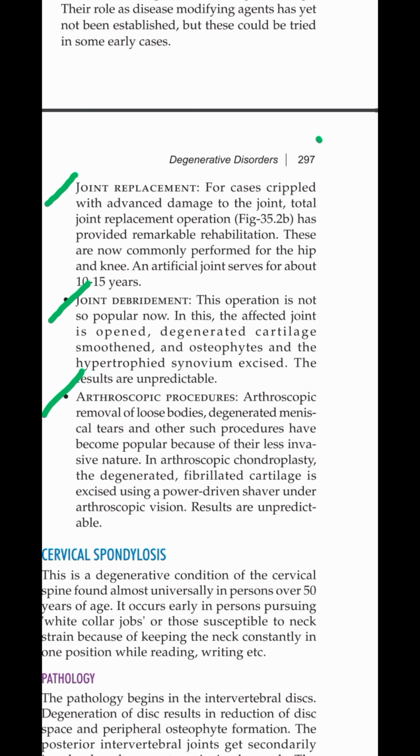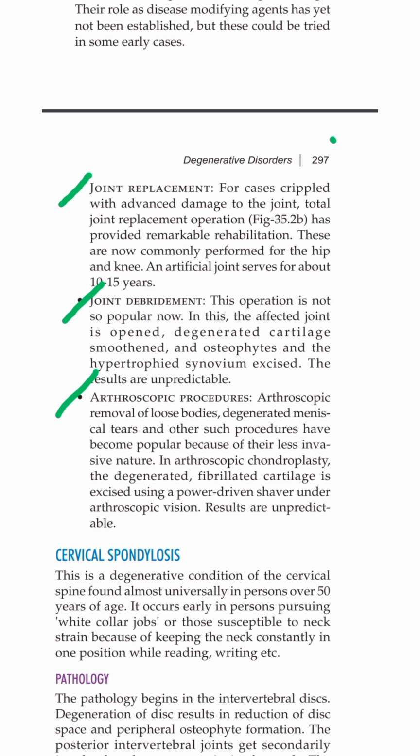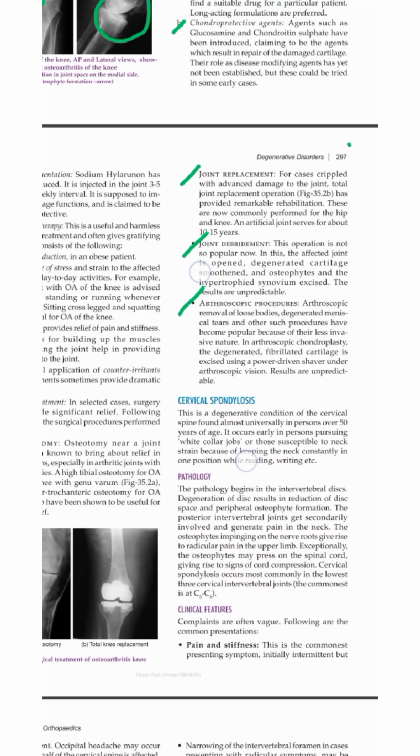In this, the affected joint is opened, degenerated cartilage is smoothened, and osteophytes and hypertrophied synovium are excised. The results are unpredictable. Moving towards the last procedure, the arthroscopic procedure. Arthroscopic removal of loose bodies, degenerated meniscal tears, and other such procedures have become popular because of their less invasive nature. In arthroscopic chondroplasty, the degenerated fibrillated cartilage is excised using a power driven shaver under arthroscopic vision. Results are unpredictable.